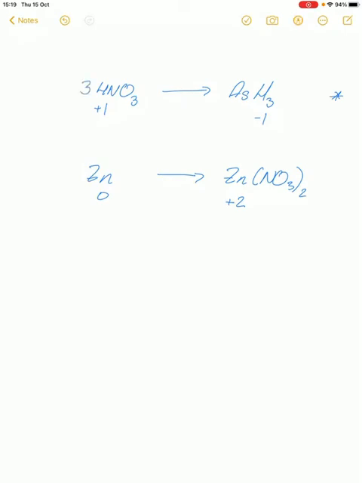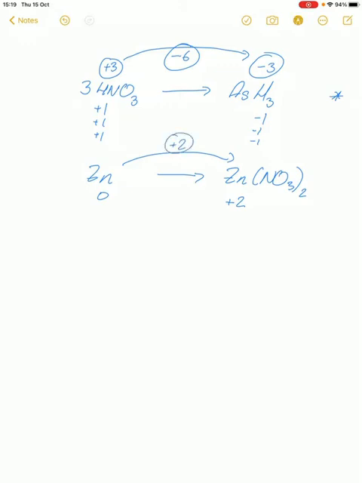So I've got 3 1 pluses, which basically means the overall change, and I've got 3 1 minuses there, the overall change in the oxidation number of all of the hydrogens there is 6. So it's gone down by 6. And this one here has gone up by 2, which means I need to multiply everything here by 3. So if I put a 3 there and a 3 here.